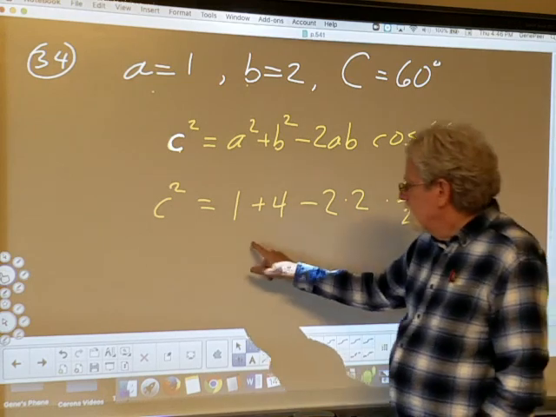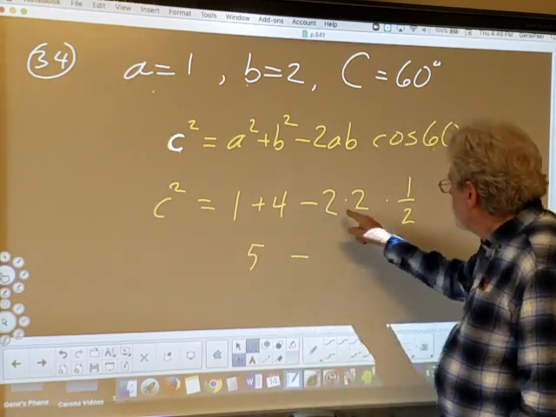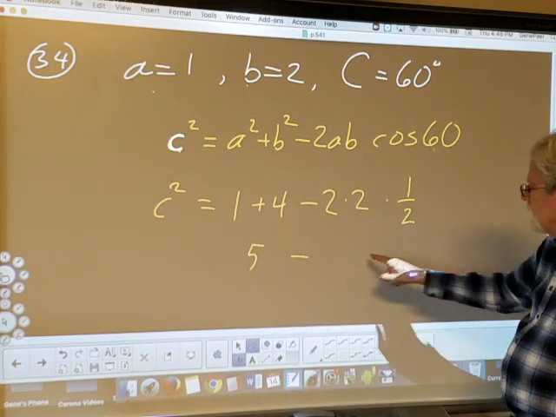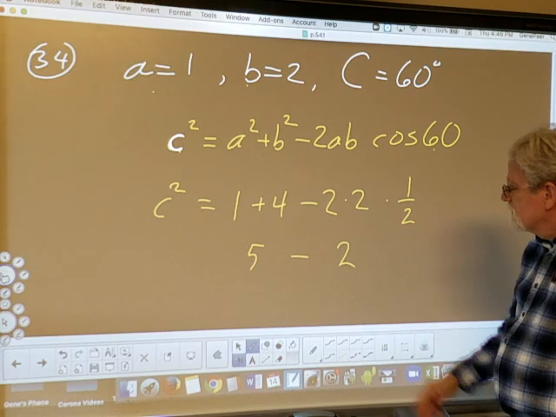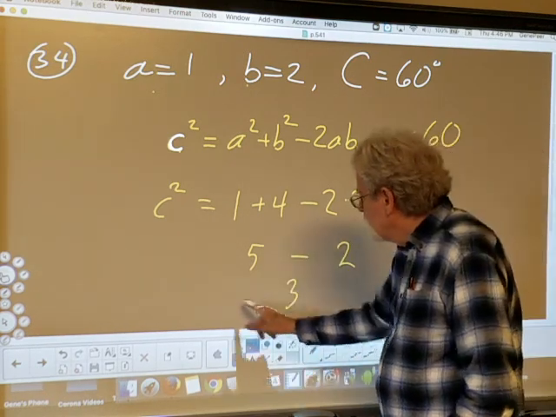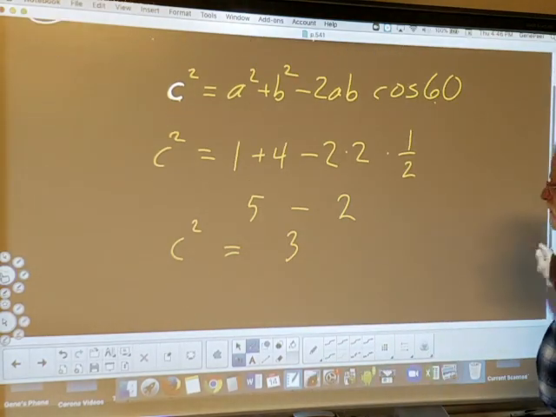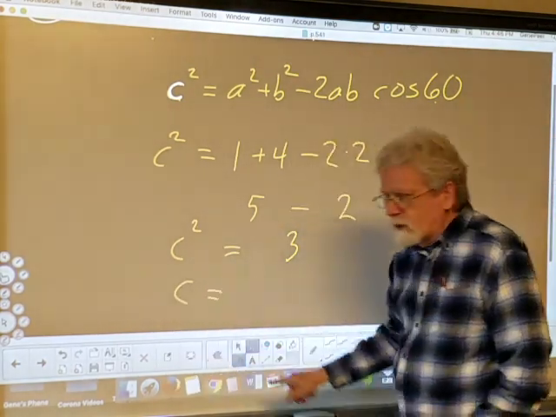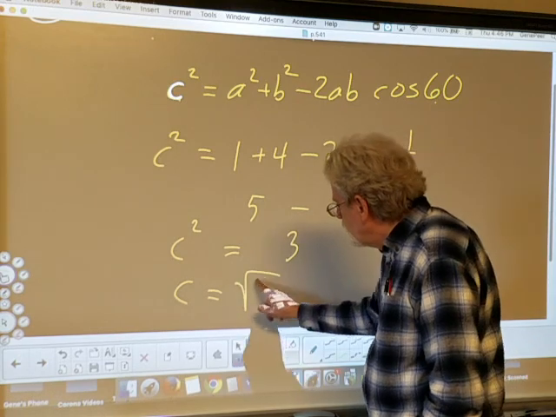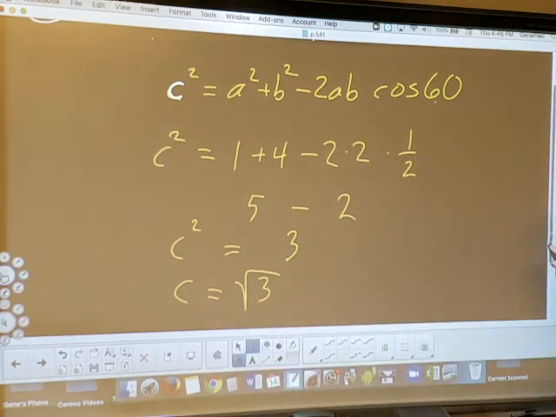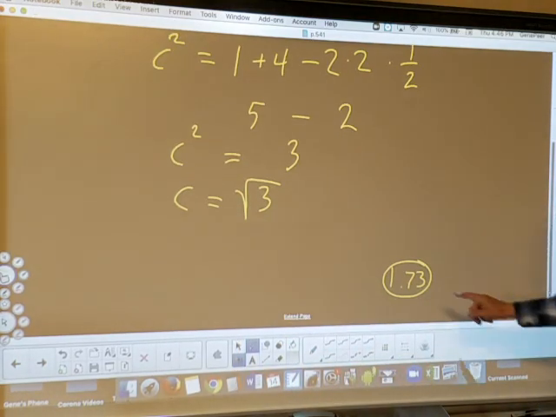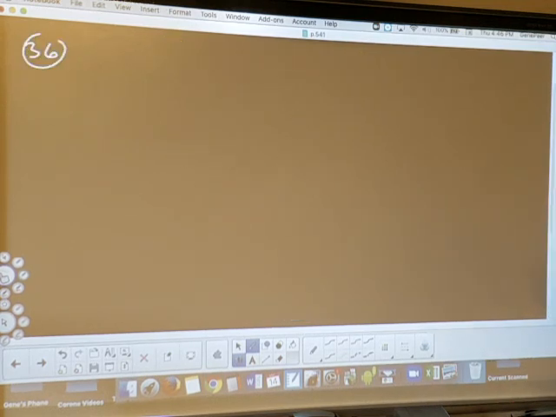So we have here 5 minus 2 times 2 times half, which is going to be 2. That's going to be 3. So C squared is 3. Therefore C, please don't forget to take the square root. C is the square root of 3, and the square root of 3 is about 1.73. We're done. We move on.